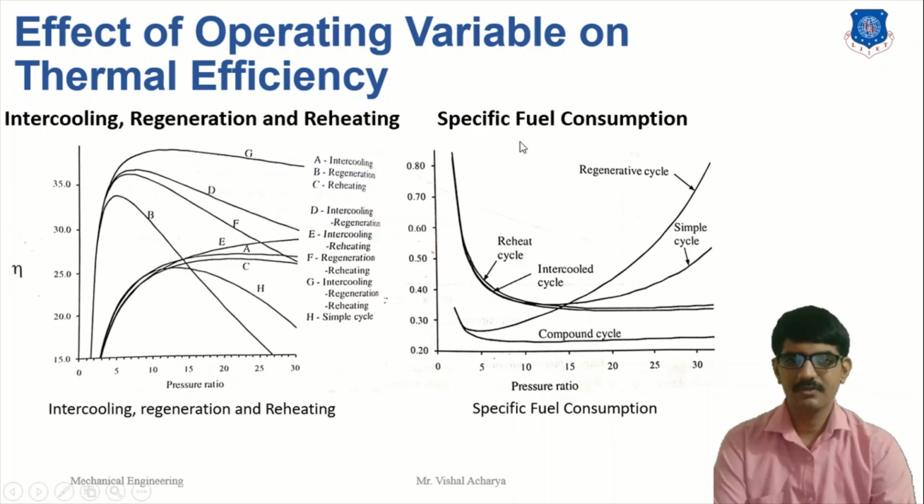Second is the specific fuel consumption. Here, when we combine the simple cycle with regeneration, reheating and intercooling, the specific fuel consumption is very much less compared to the simple cycle. The simple cycle requires more specific fuel, and the advantage of the compound cycle, meaning the simple cycle with intercooling, regeneration and reheating, is that our specific fuel consumption is very much less compared to the simple cycle. So thermal efficiency is increased when specific fuel consumption is less.